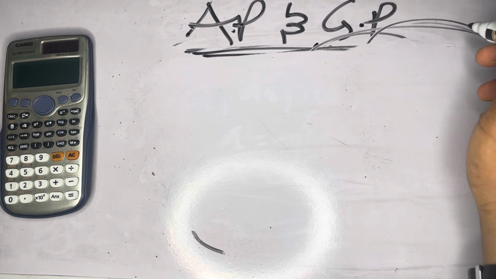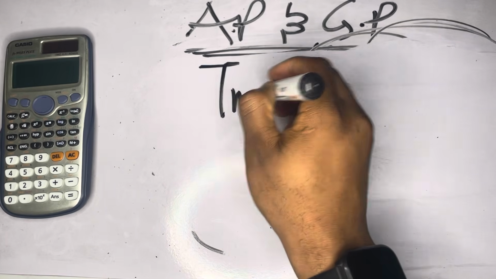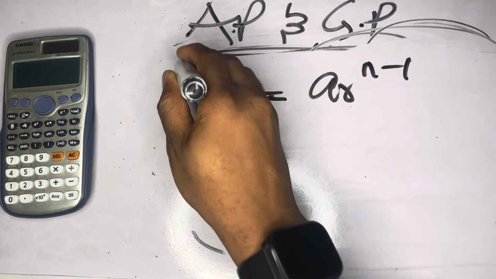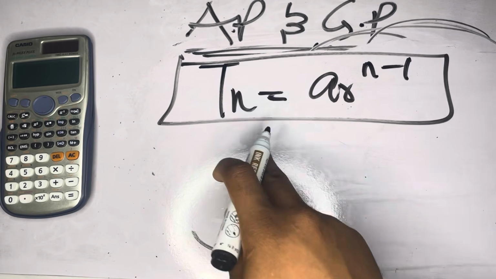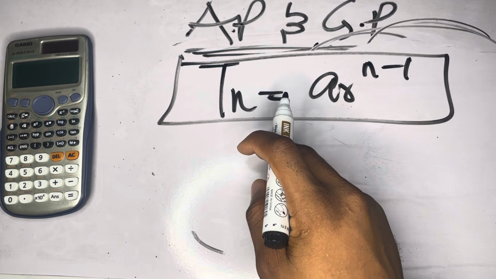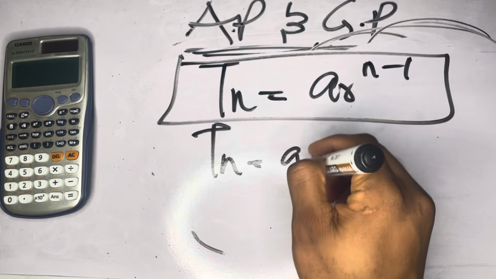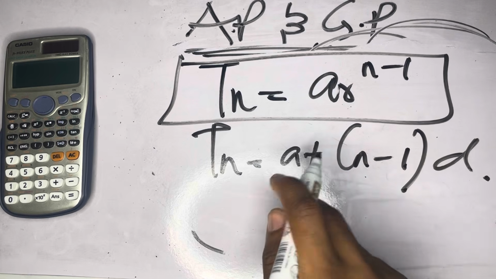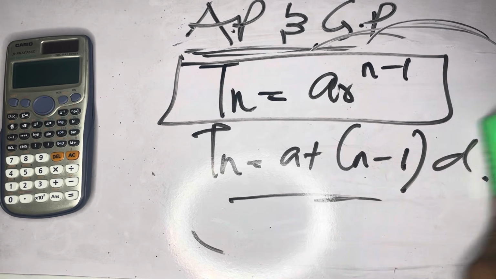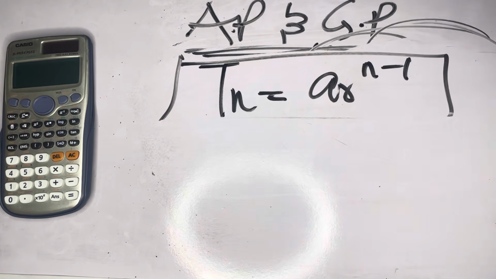Okay, so the formula for the nth term of a GP, Tn, is equal to A R raised to power n minus 1. This is the formula for the nth term, Tn. Remember, I told you that for an AP, the nth term is A plus (n minus 1) D. Remember this formula, right? But this is not the formula we are looking at. This is the one we are looking at for GP.